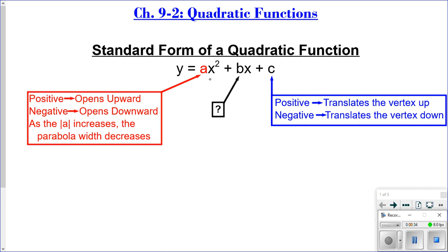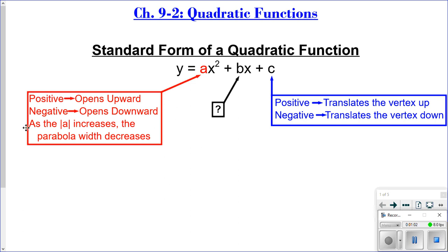In the previous lesson, we talked about the effect of a. And so here's just a quick review of that. If a is a positive value, then your graph is going to open upwards. Remember, the graph of a quadratic function is a parabola. It looks like a U. So if the a value is positive, then it's going to open upward. If the a value is negative, it's going to open downward.